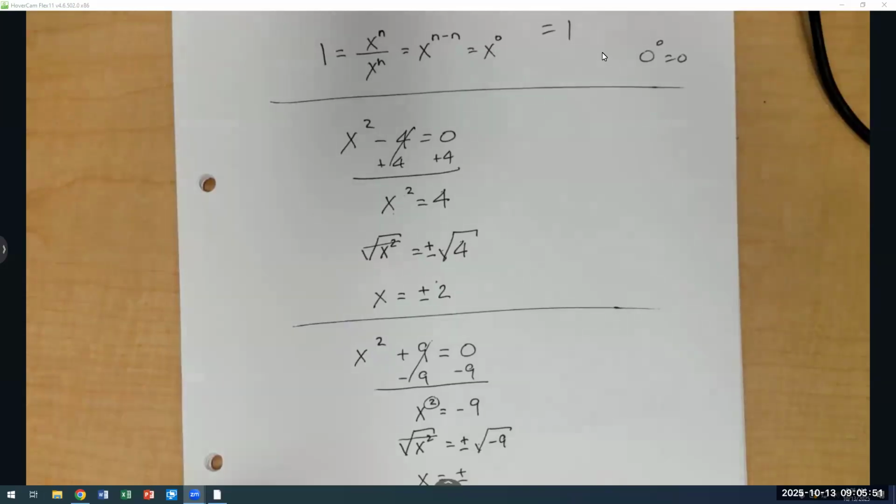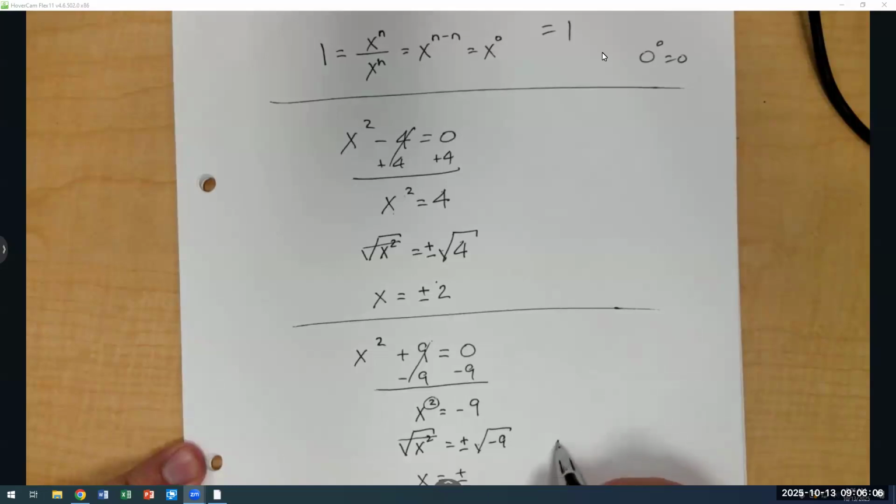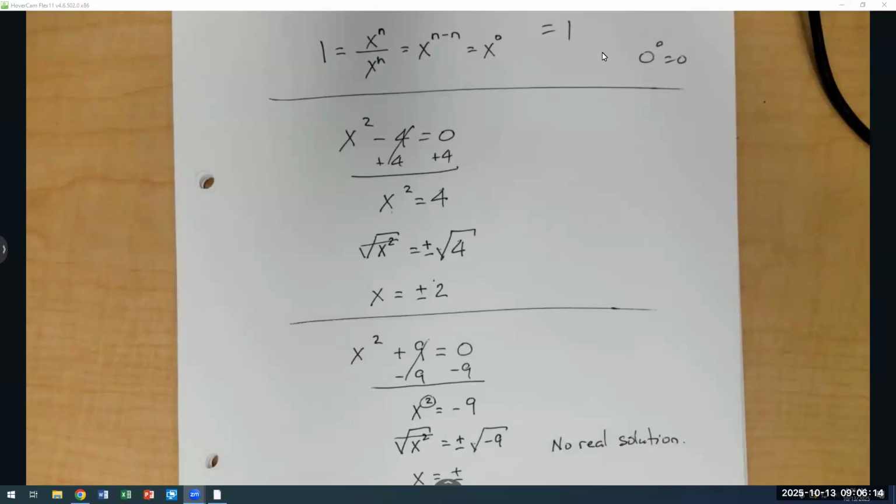This is where imaginary numbers come in. Imaginary numbers are called that because we can't really graph them. So we say here, there's no real solution. We can't say there's no solution anymore because there is a solution. It's just not real.